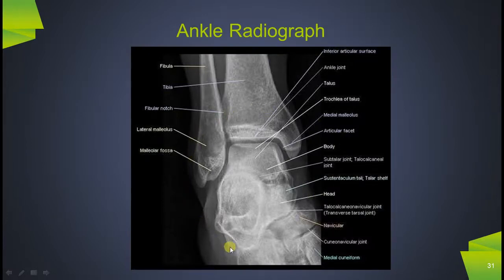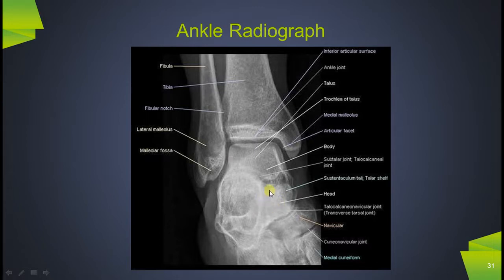A radiograph of the ankle you are able to see here. The lower end of the tibia with the medial malleolus, and the fibula with the lateral malleolus. The lateral malleolus of the fibula is at a lower level. The epiphyseal line of the lateral malleolus corresponds with the ankle joint cavity. This is the trochlear surface of the talus, and you see the comma shaped facet medially, and on this side, of course it is not seen, is the triangular facet.